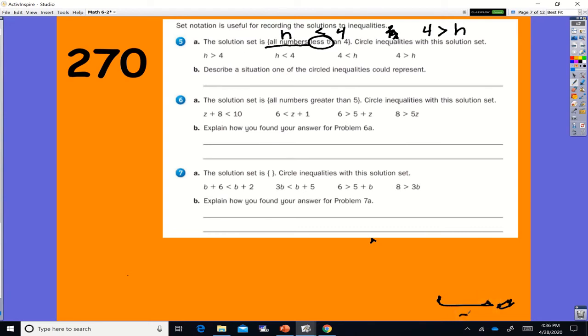So circle inequalities with the solution set. Well, let's look. H is less than 4 we have here. Let's see if they have it written this way also. They do. Make sure that you get both of them.